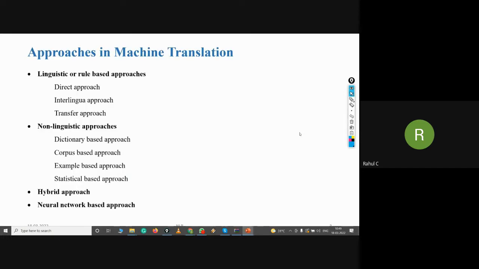Now, quickly I will cover the different types of approaches: the rule-based approach, then some corpus-based approaches, and then the neural network-based approach. The rule-based approach is what we did before. It generally takes the syntactic structure of a language, the syntactic information of a language. So what do we mean by syntactic information?